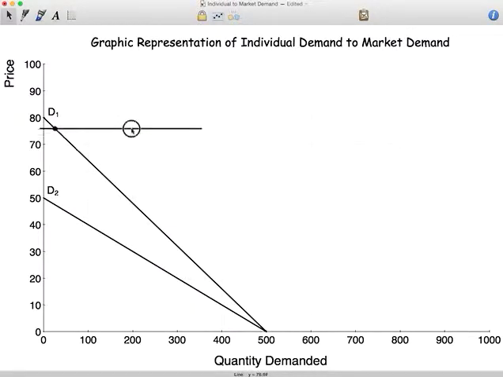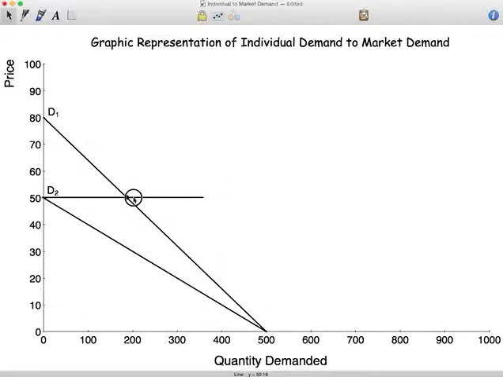Any price below 50, the only demand curve that's operational or part of the market demand curve is demand curve 1. Once we get to 50, you're going to see that now we're going to be incorporating demand curve 2. So as I draw this downward, D1, this section up in here, is going to be the market demand curve until we get to the price of 50, and once we get to the price of 50 and below, we're going to be adding demand curve 1 and demand curve 2 together in order to get the market demand curve. So make sure you're comfortable with that.